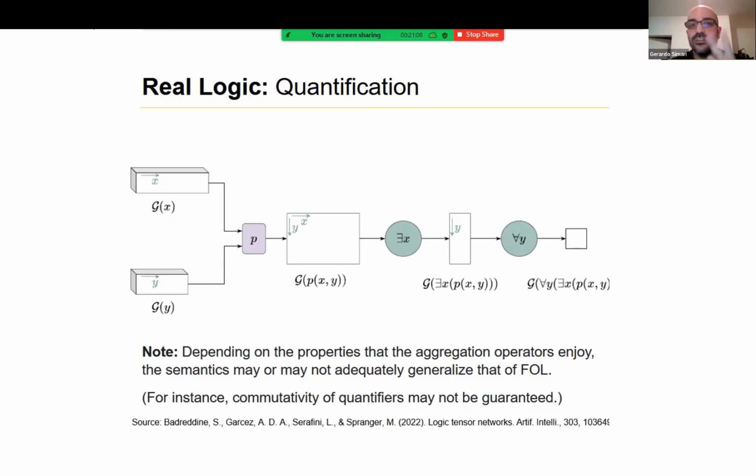In first order logic, it doesn't matter the order in which they appear, right? It's just the same thing. The alternations are important between existential and universal, but for the same one, they don't matter. But depending on the properties of these operators, that might not hold. So we have to be careful, because sometimes things don't generalize as smoothly as one might expect or desire.